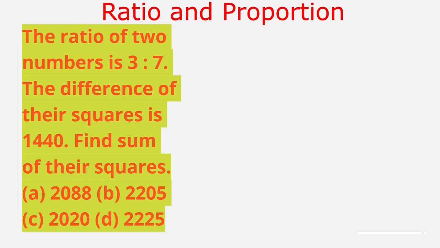If we observe the options, option B is not an even number, as any number which is divisible by 58 must be even. And option D is also not even. Therefore, options B and D are eliminated. Now, our answer must be from 2088 and 2020.